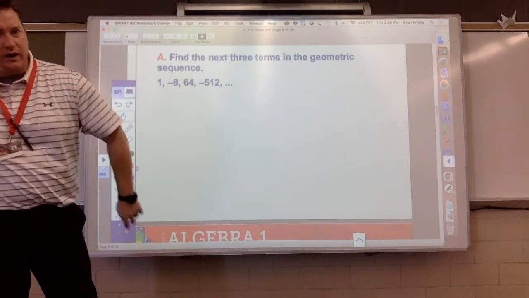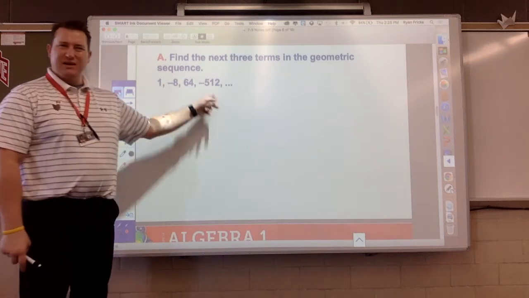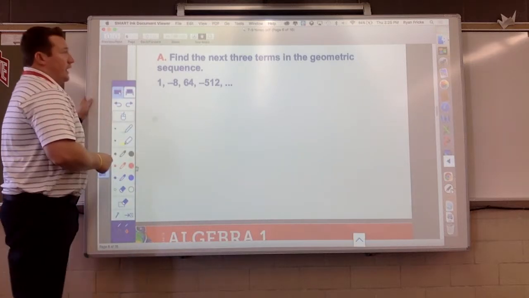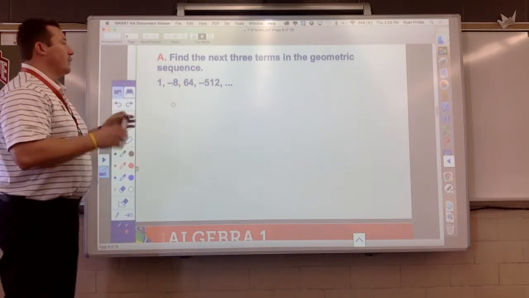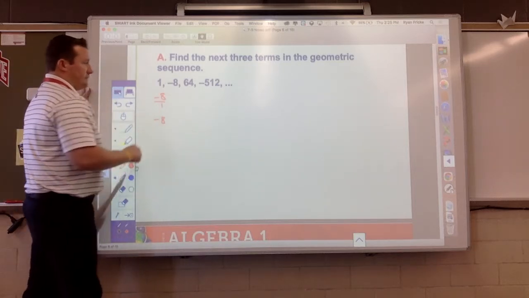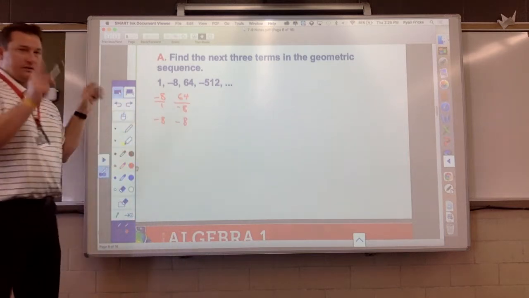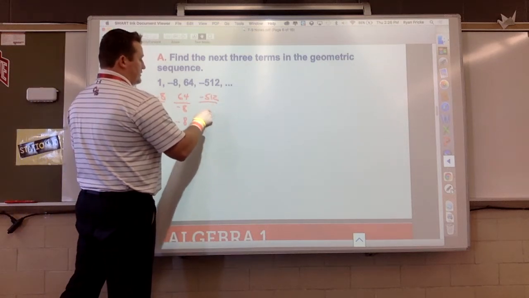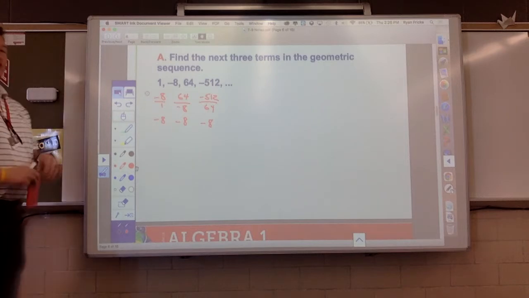The rest of our work involves weird stuff like this. Positive number, negative number, positive number, negative number. This can't possibly be a sequence. Wait a second, but they're telling me to find the next 3 terms of this geometric sequence. Well, the first thing I need to do is figure out my common ratio. Negative 8 divided by 1 is negative 8. 64 divided by negative 8, also negative 8. Negative 512 divided by 64, negative 8. So what is my common ratio? It's negative 8.